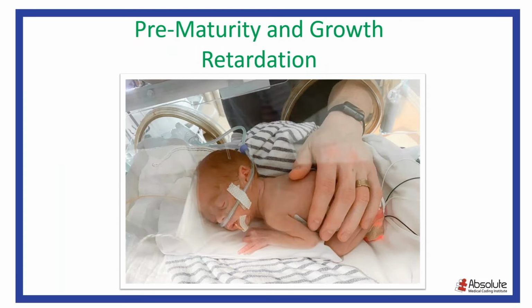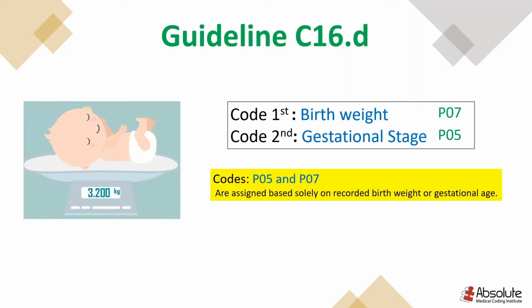Okay, coders, with that, we are moving on to prematurity and growth retardation. We have guideline C16.D that states that the assignment of codes in the category P05, disorders of newborn related to slow fetal growth and fetal malnutrition, and P07, disorders of newborn related to short gestation and low birth weight not elsewhere classified, should be based on the recorded birth weight and estimated gestational age. Yes, the codes P05 and P07 are based upon the birth weight and estimated gestational age documented.